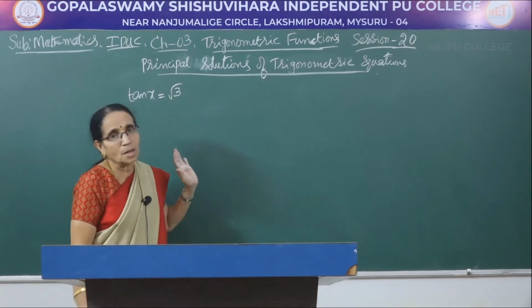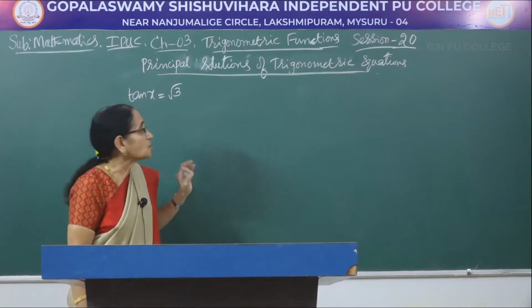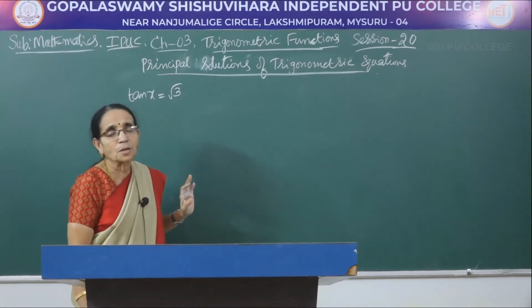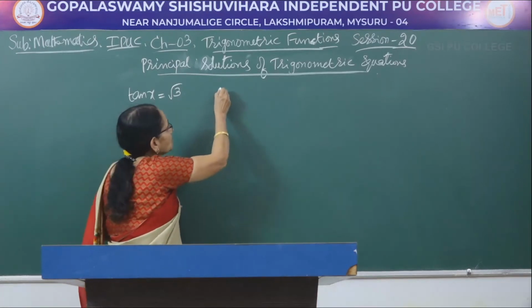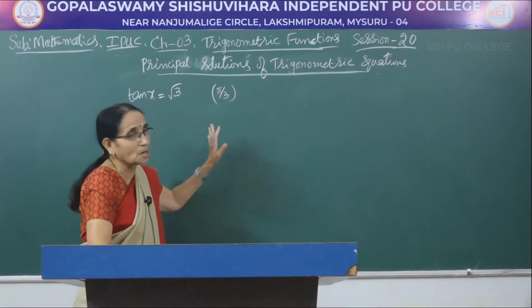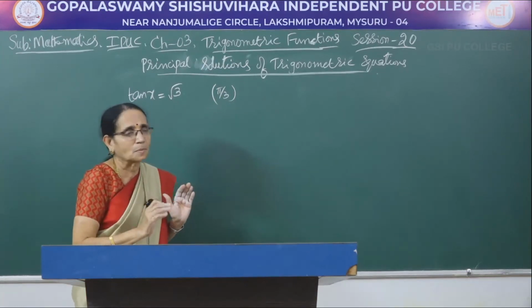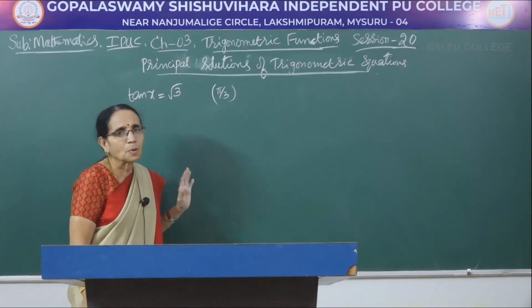First look at the real number, root 3. For root 3, what's the corresponding value of the tan function? It is 60 degree. 60 degree means pi by 3. Just in some rough sheet you write so that you can remember that. So tan x equal to root 3 means x would be equal to pi by 3.